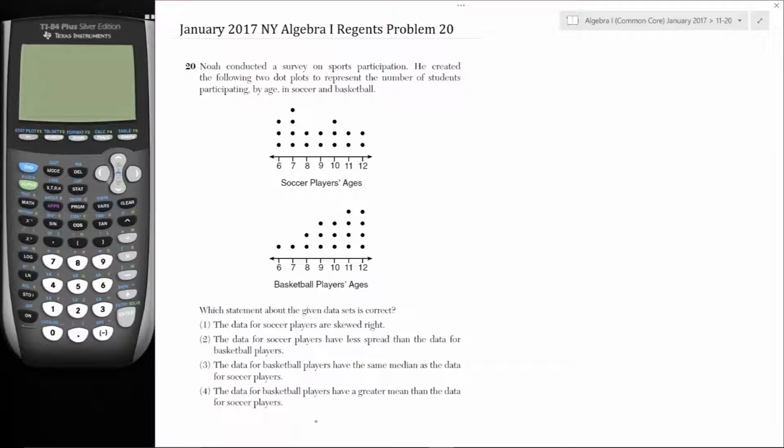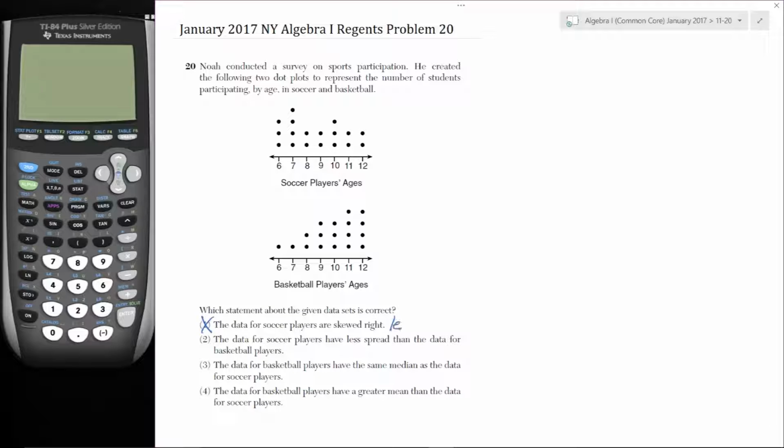Okay, so what do we do? I do know the answer just from reading it, but I want to address all these types of answers. So what does it mean for the data to be skewed to the right? It would mean that there are more dots to the right than to the left, and in fact, the soccer player data is skewed to the left.